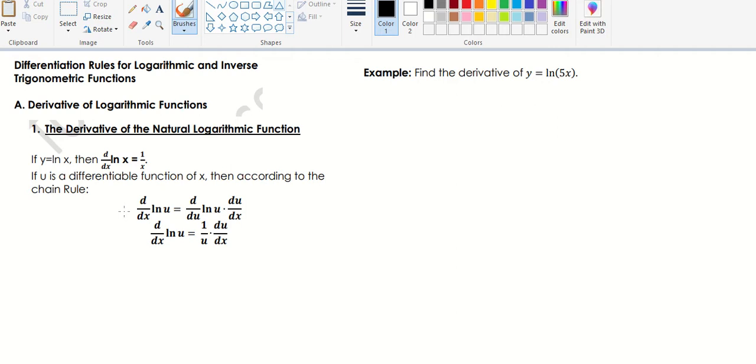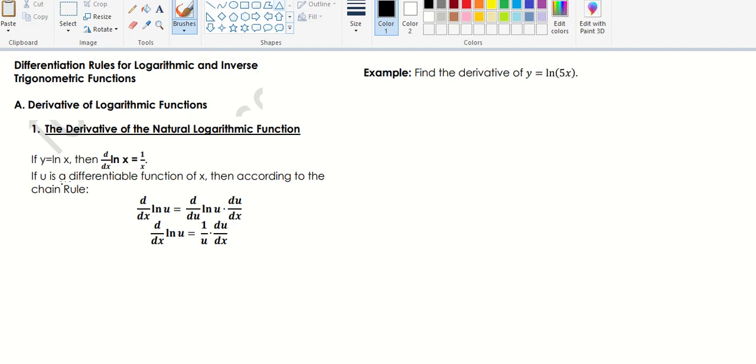Now, let's have the logarithmic functions. So first, the derivative of the natural logarithmic function. If y equals ln x, then the derivative of ln x is equal to 1 over x. Again, the derivative of ln x is equal to 1 over x. Yan ay kung x lang yung ating pinag-uusapan.